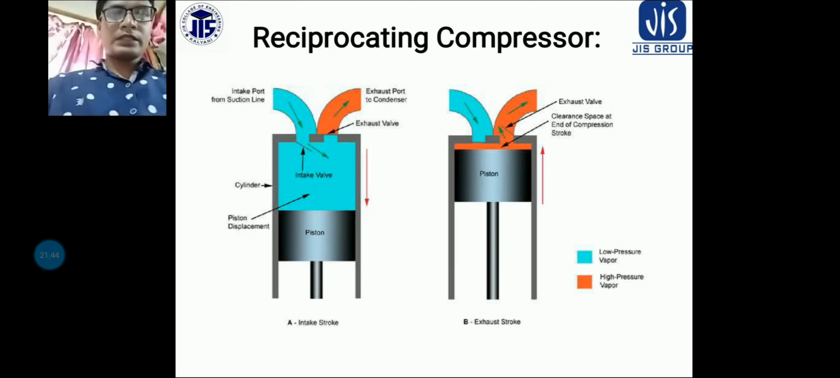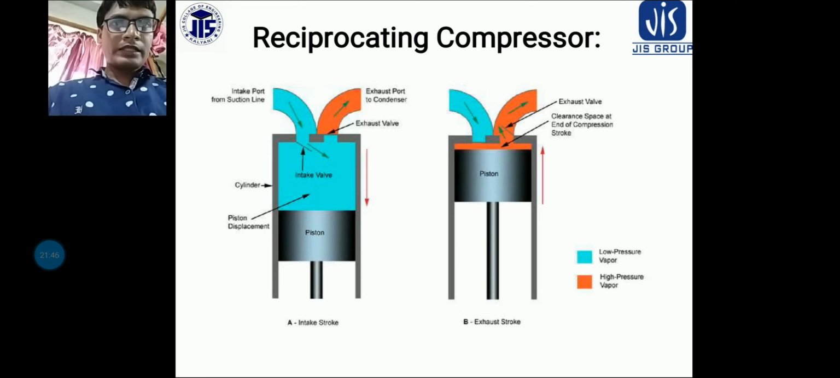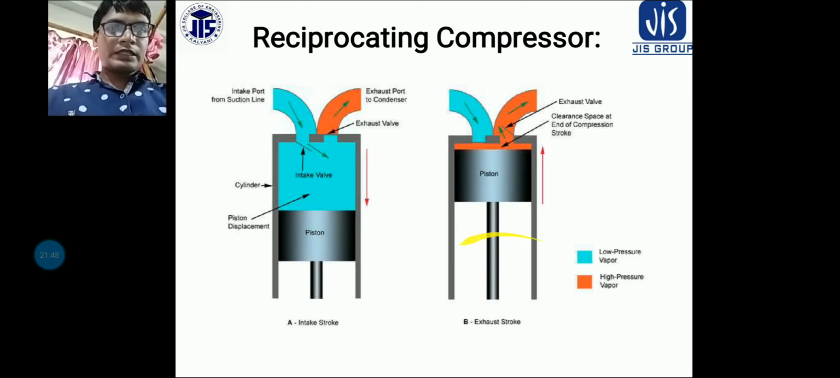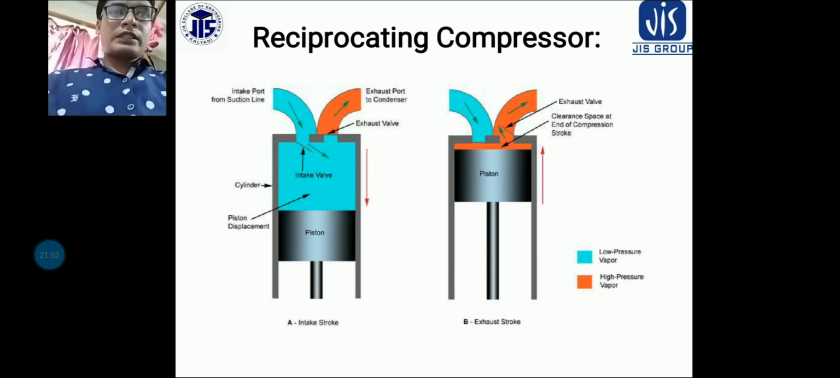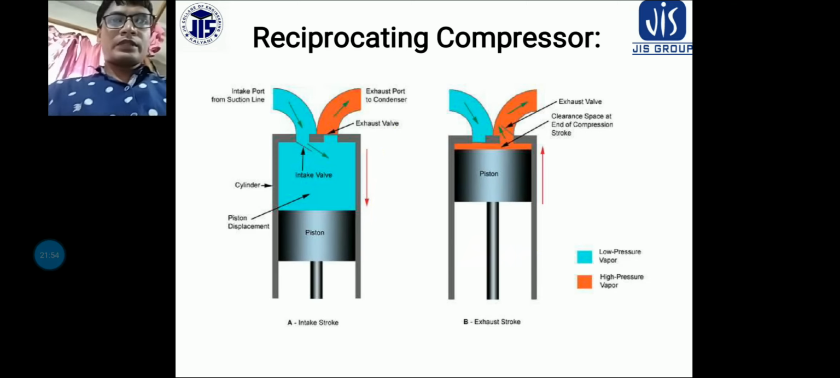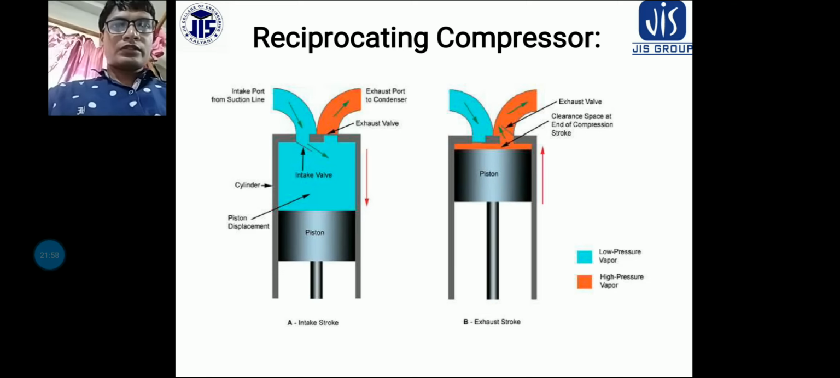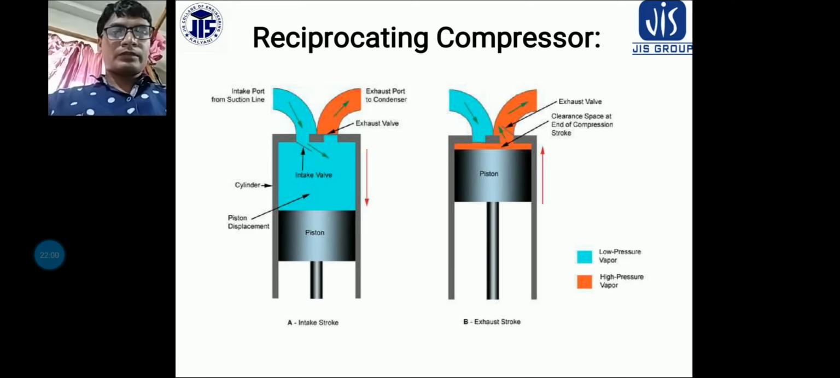So pi by 4 d square L is the stroke volume, or swept volume. D is the diameter of the cylinder and L is the stroke length. So Vs is equal to pi by 4 d square into L. Okay, so that is your swept volume. This is needed when I discuss some numericals, at that time it will be needed.